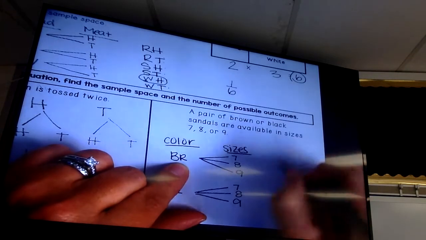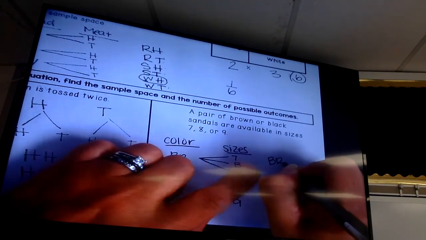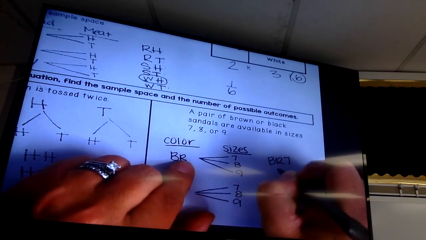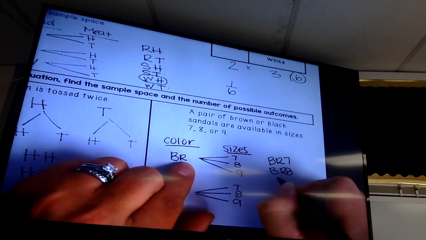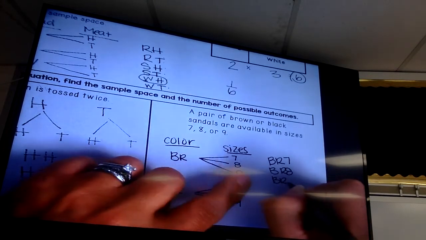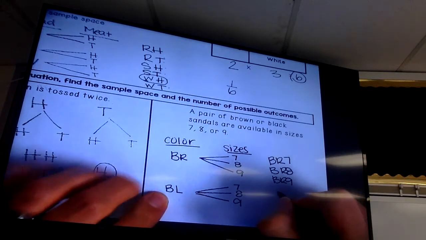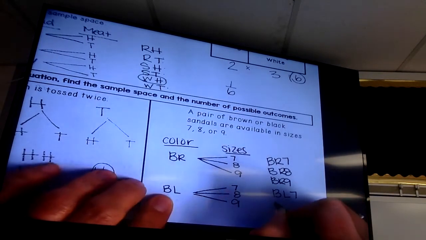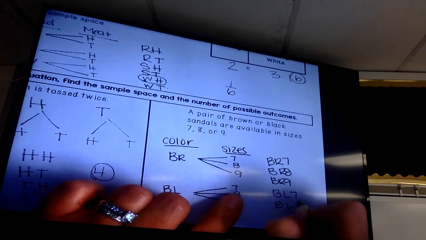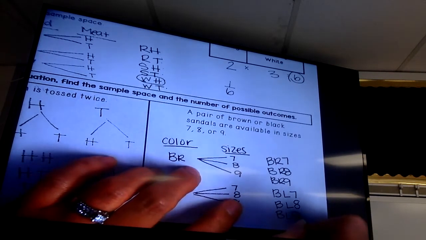So my sample space is saying, okay, I could have brown in a size 7. I could have brown in a size 8. I could have brown in a size 9. Okay, I'm done with the brown tree. Now I'm going to go to the black tree. I could have black in a size 7. I could have black in a size 8. Or I could have black in a size 9.